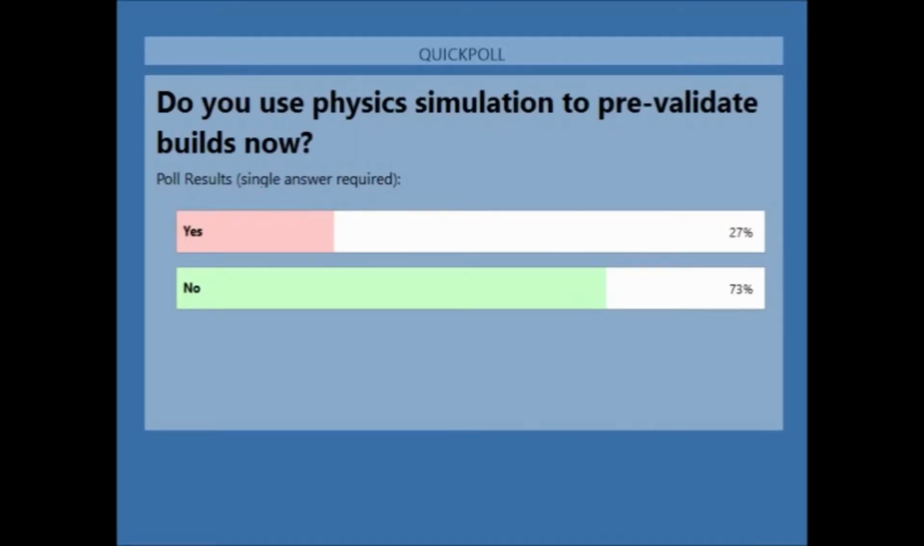And here are the results. 73% report no, they're not using physics simulation to pre-validate the builds. 27% say yes. Ray, I'm a little surprised that 27% in some ways is as high as it is. What's your take on this? I agree with you, Jim. I am also surprised that it's that high.